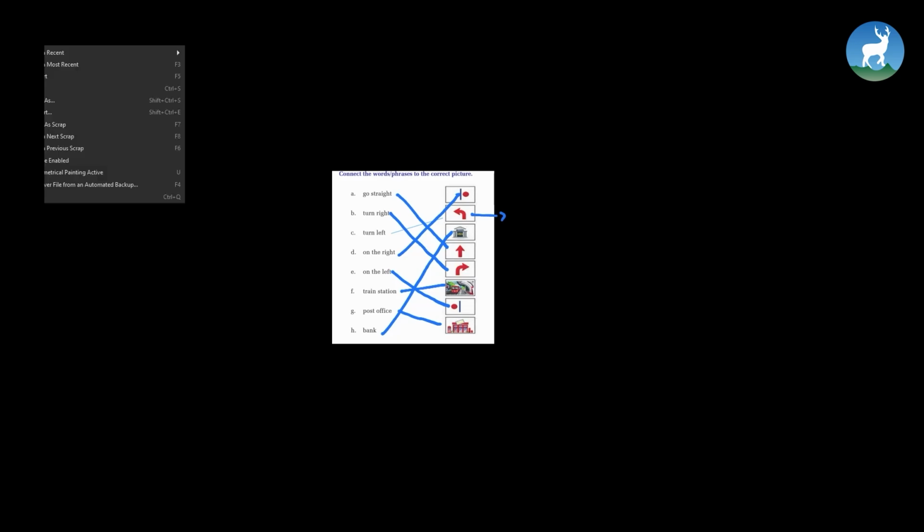On the left, here we have train station. Do you see any train station? Yes. Here is the train. Post office. We have post office here, and bank lastly is here. Okay, so we are done connecting the words or phrases to the correct picture. Now let's see what do we have next.